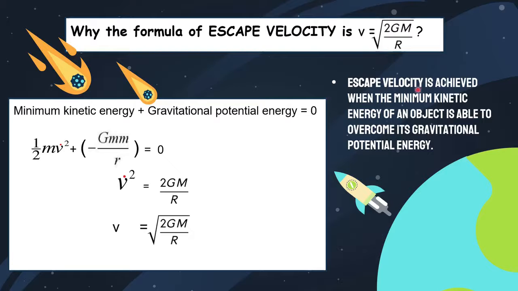Because escape velocity is achieved when the minimum kinetic energy of an object is able to overcome its gravitational potential energy. As such, minimum kinetic energy plus gravitational potential energy is equal to 0. That is 1 over 2 mv squared plus negative GMm over r is equal to 0. V squared is equal to 2GM over r. So V is equal to square root of 2GM over r.